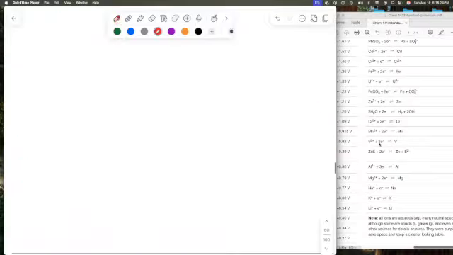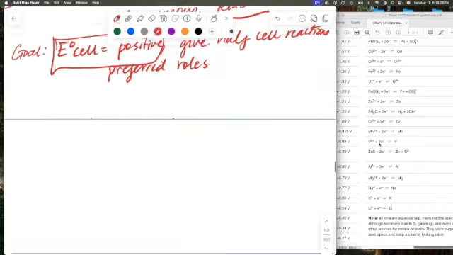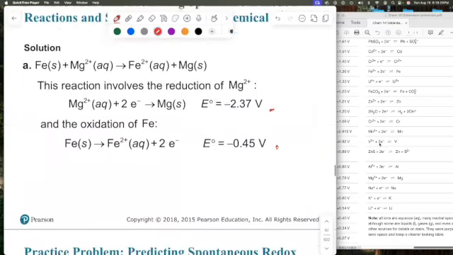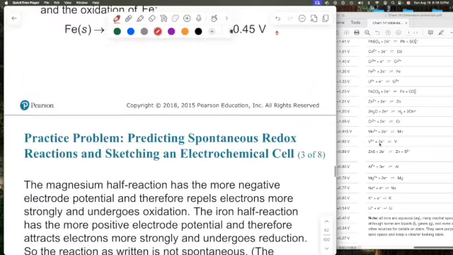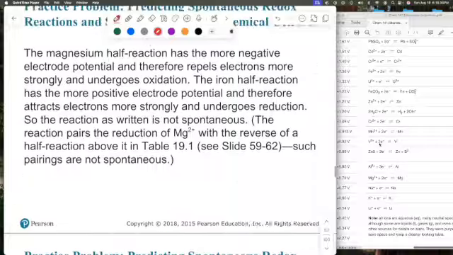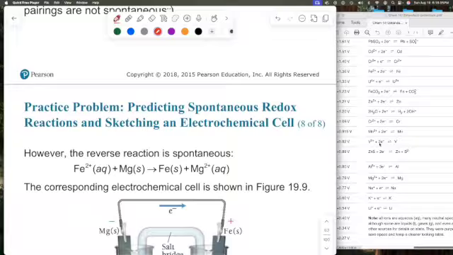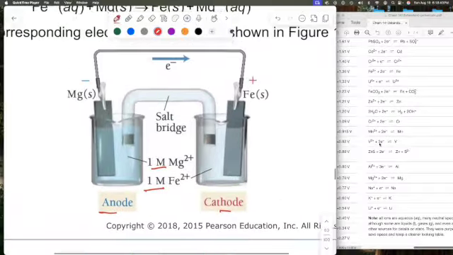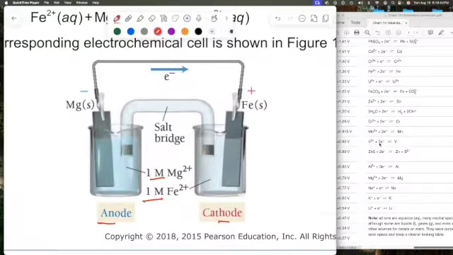Okay? Okay, now of course it says we should draw this. We're not going to do all that. What's the second half of this question? And the second half of this question was, oh yeah, they did it here. So we're just going to take credit for what they did, right? When you switch this around and you make this reduction, yes, and then make magnesium oxidation, that should work.